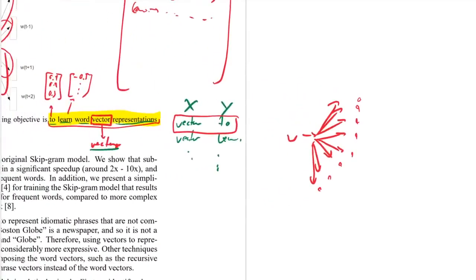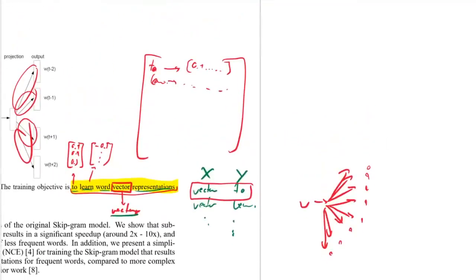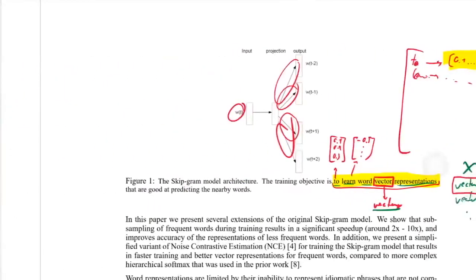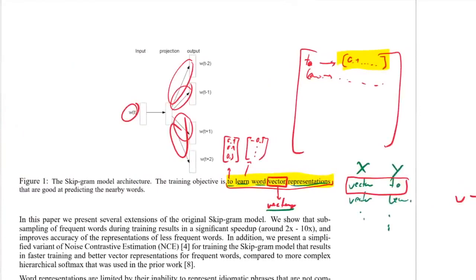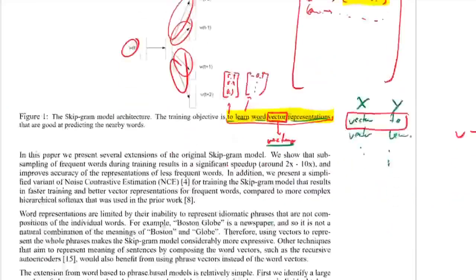But ultimately, if you do something like this, then the representation that you end up with is going to be very good at these kinds of downstream tasks, and that's what they discovered. So their skipgram model is nothing else than taking a word and predicting the surrounding words from that word.